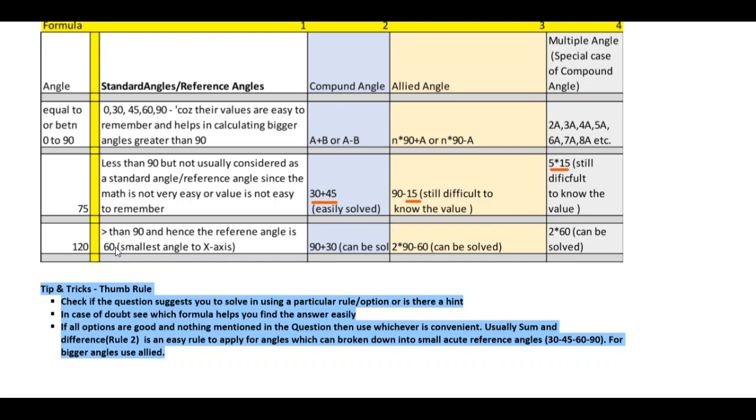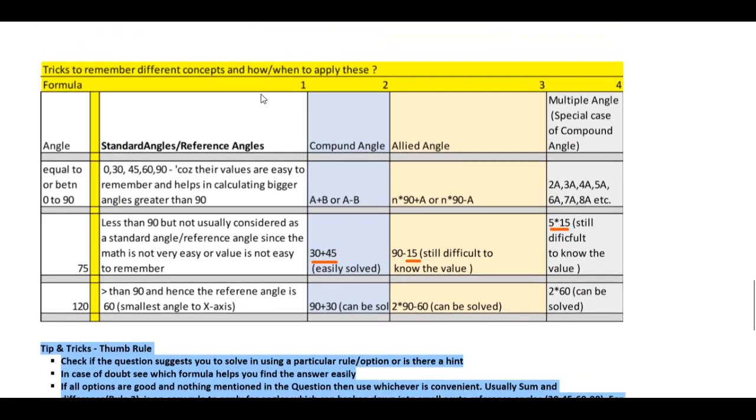So in case of bigger angles, applying option 1, which is standard angle reference angle, is going to be difficult. And when you want to apply compound angle, sometimes it can be easy, but if the angle is too big, it will not be very easy. For example, 120 is still manageable because you can break it down into two standard angles, 90 and 30, and solve it. But if it goes anything beyond that, it might be difficult. But when the angle goes bigger, allied angle and multiple angle come very, very handy.